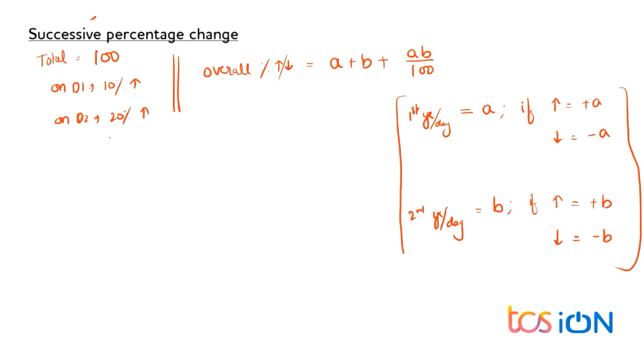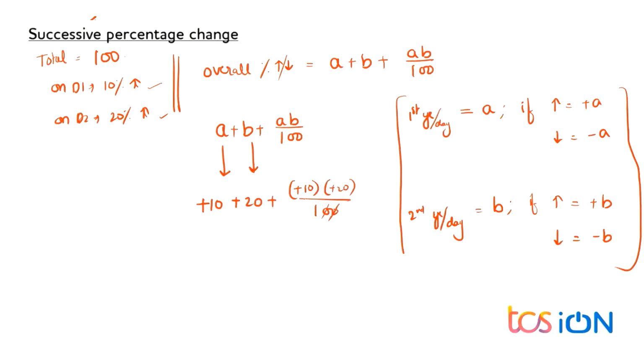Right, in our question, what happened? Tell me again, it is definitely successive only, first day, second day, so we can apply the formula. But you tell me what is the value of A and what is the value of B. Here if you observe, both are increments only, so both must be positive values. A means first, that means plus 10, whereas B means second, which means plus 25, because it is an increase only. Plus 10 into plus 20 upon 100.